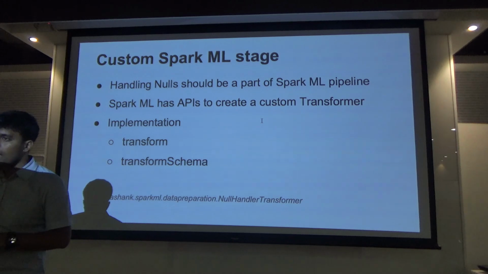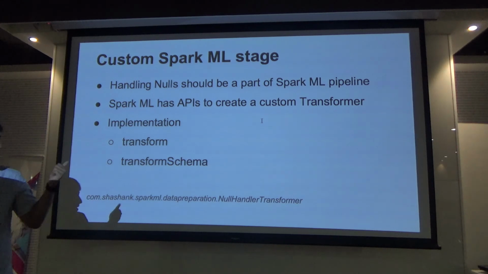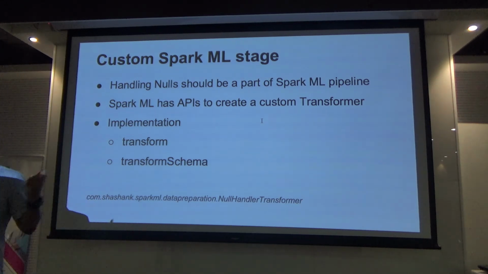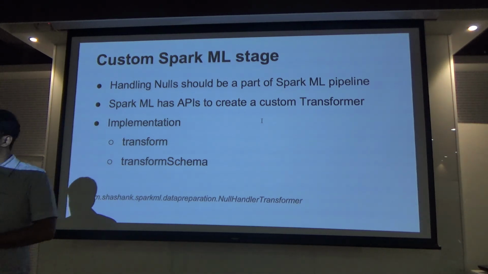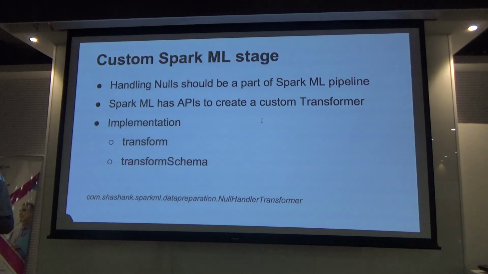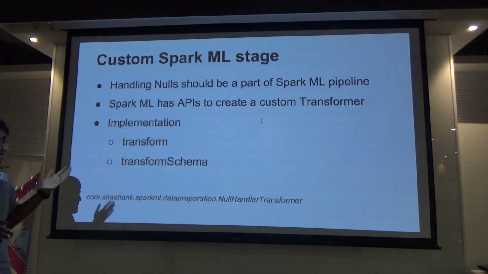So we have a few APIs to build our custom transformer. Here we will be building a custom transformer. Basically there are two methods which we need to override in terms of implementing a custom transformer.